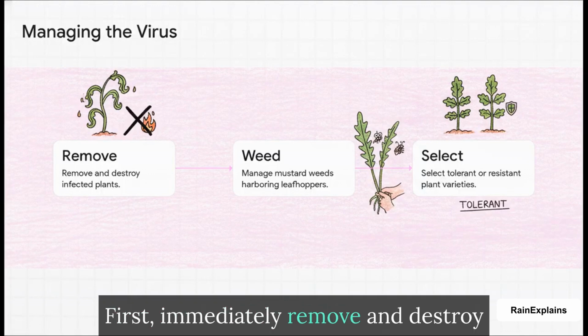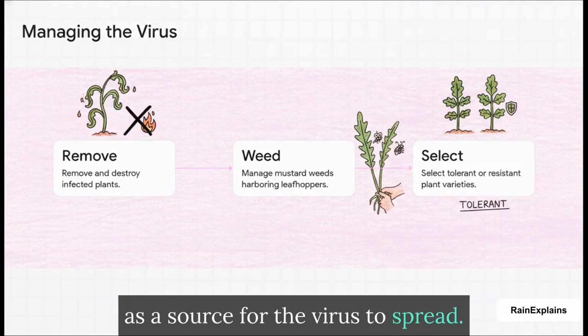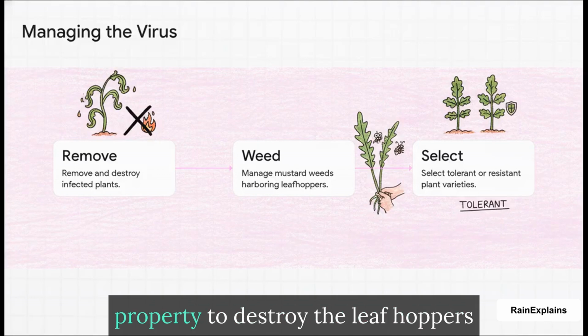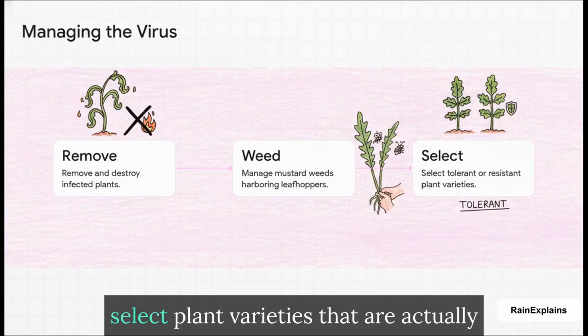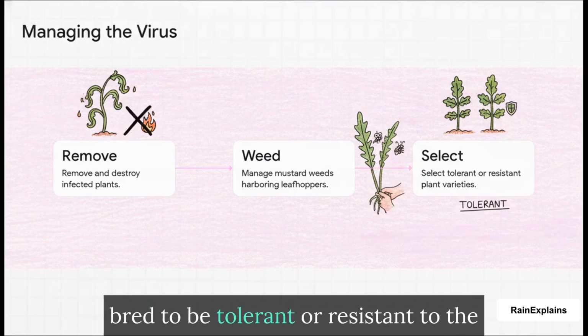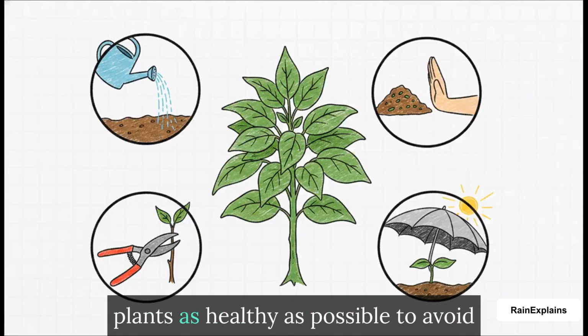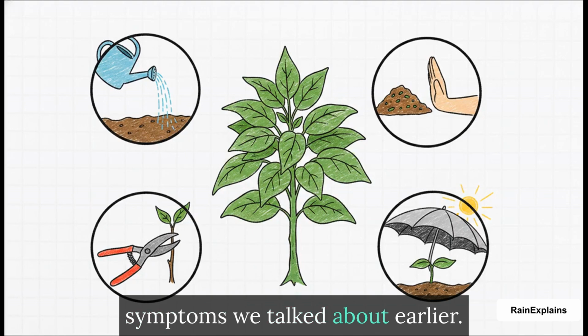First, immediately remove and destroy any infected plants so they don't serve as a source for the virus to spread. Second, aggressively manage and pull those mustard weeds around your property to destroy the leafhopper's hideout. And third, for next season, carefully select plant varieties that are actually bred to be tolerant or resistant to the curly top virus. At the same time, we want to keep our plants as healthy as possible to avoid those confusing abiotic copycat symptoms we talked about earlier.